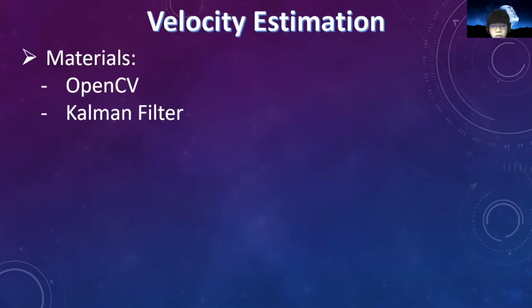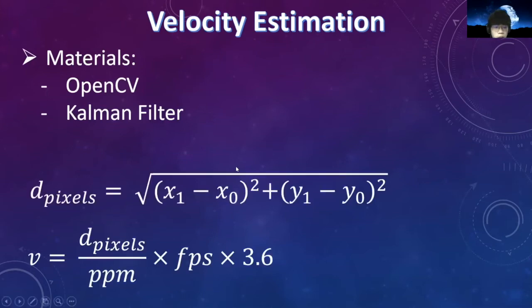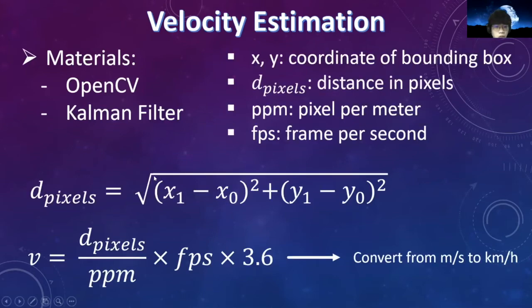So for the next part, the velocity estimation. For the velocity estimation, we decided to use OpenCV and a Kalman filter, and we base it on two main formulas. The first formula is d pixels, which calculates the distance between two coordinates in pixels. The second formula is velocity, where there are three parts.